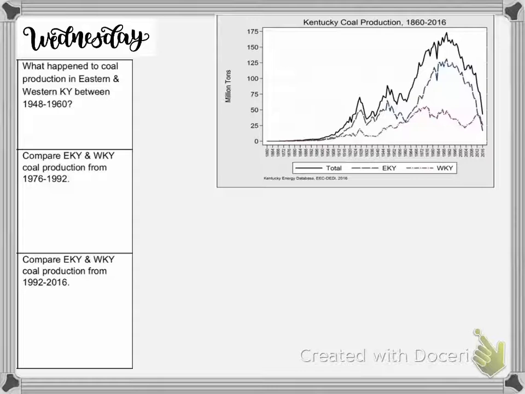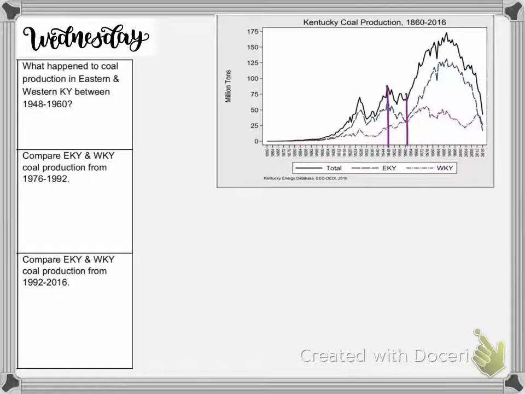Alright, so let's look at the first question. It says, what happened to coal production in eastern and western Kentucky between 1948 and 1960? So let's look at this. I'm going to kind of mark 1948 here, and then 1960. Look what happened in eastern Kentucky and western Kentucky. Western Kentucky was on the rise, eastern Kentucky was on the decline, and so they started out at a pretty significant difference in 1948, but then in 1960 ended at the exact same point of coal production.